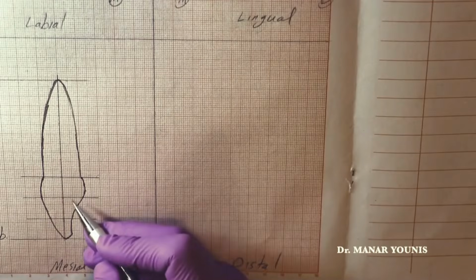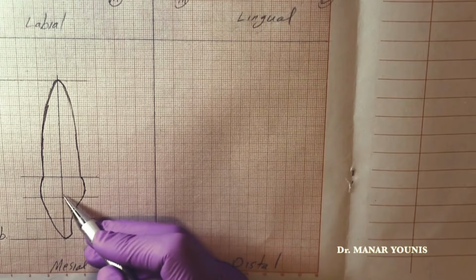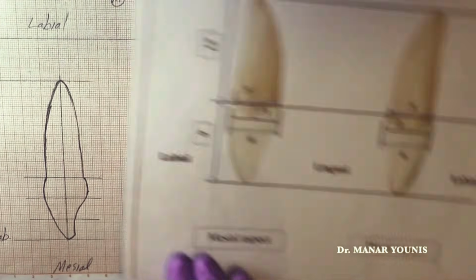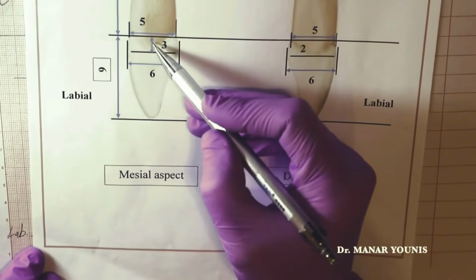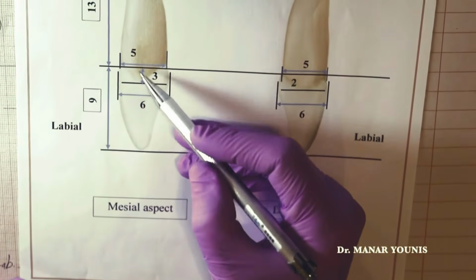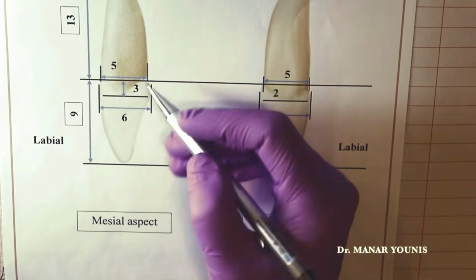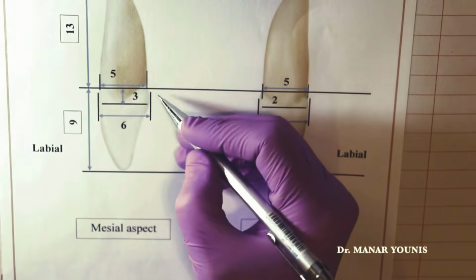Then I will draw the curvature of the cervical line mesially, which is 3 mm. The curvature is 3 mm. It is 0.5 mm less than that of the maxillary central incisor. I will multiply it by 4 equals 12 millimeters.